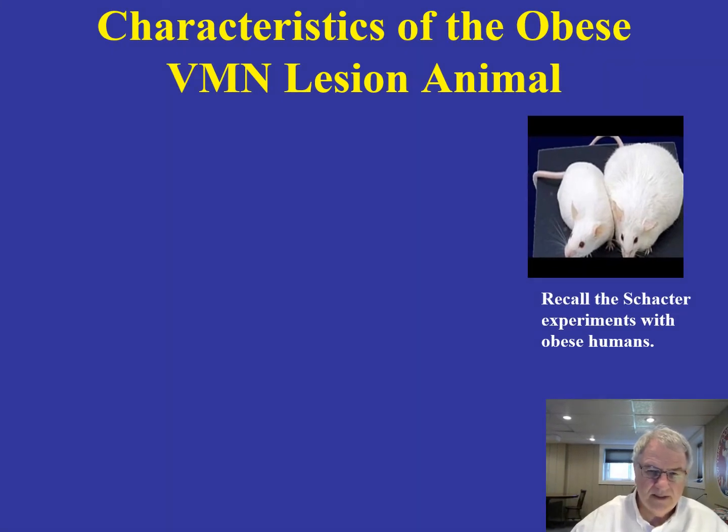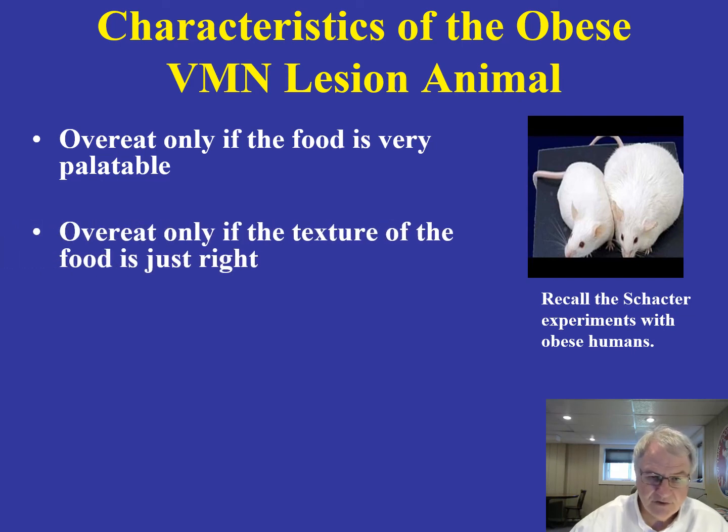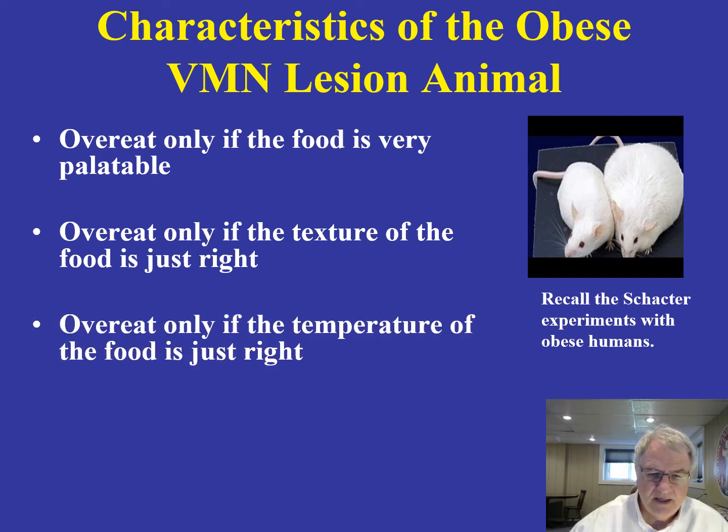When you take a look at the characteristics of obese and ventromedial nucleus lesioned animals, you see some very interesting differences. And again, I want you to recall the Schachter experiment with obese animals. They overeat, but only if their food is very palatable. They overeat only if the texture of the food is just right. If the texture isn't just right or the temperature isn't just right, they won't overeat.